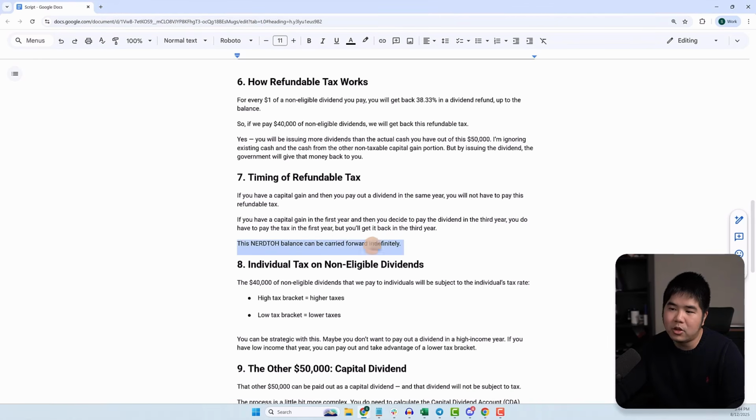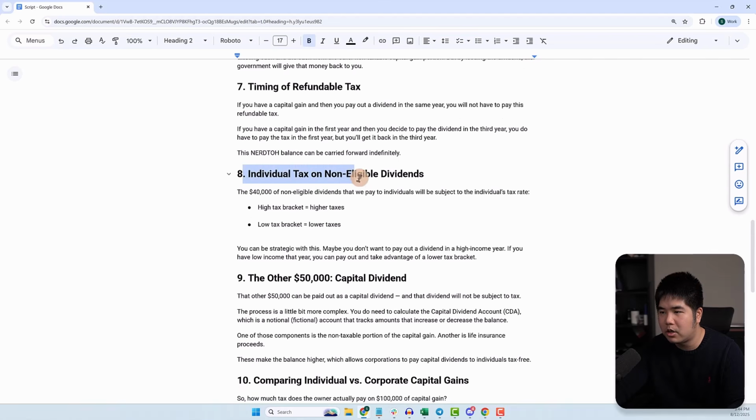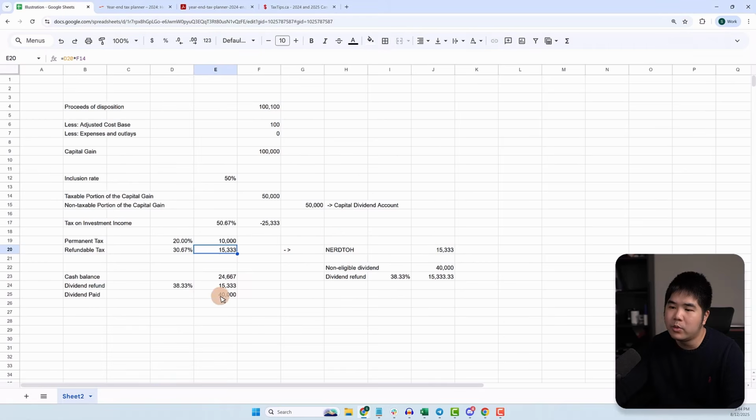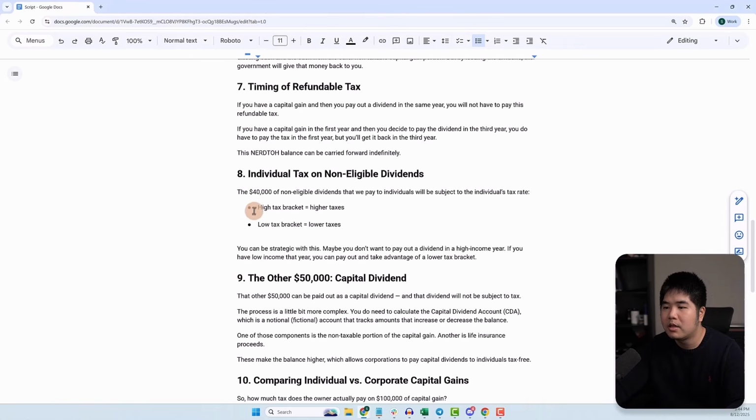And this question I get a lot. Yes, you can carry forward NERDTOH balance indefinitely. So the next part is, let's talk about individual tax on non-eligible dividends. So once we pay this $40,000 of non-eligible dividend, we also need to pay personal tax. The tax rate depends on your bracket. If you're in a high tax bracket, obviously you're going to pay higher taxes. If you're in a lower tax bracket, you will pay lower taxes. You can be strategic with this. Maybe you don't want to pay out a dividend in a high income year. If you have low income that year, you can pay out and take advantage of a low tax bracket.